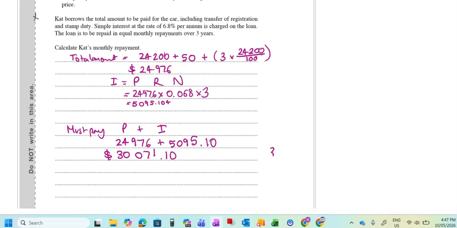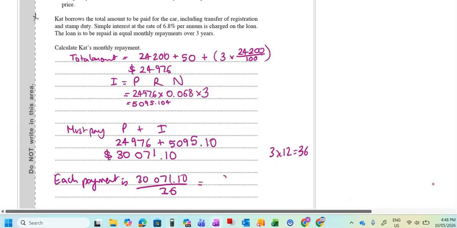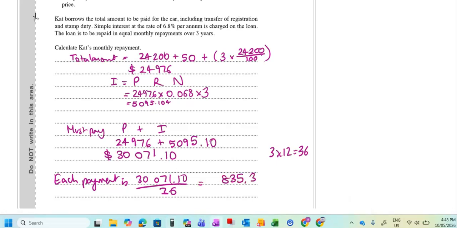Now note, 3 times 12 equals 36. So I'm going to have 36 equal payments. So each payment is that amount over 36. So let's work out what that is. Divided by 36, I get 835.31. And that's my answer.